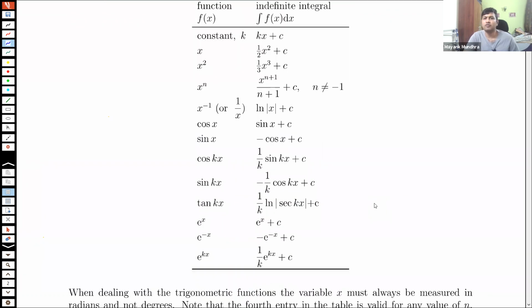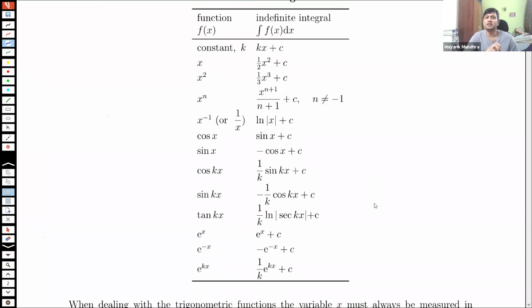Then we have a table of integrals just to make your life easy. As you can see, it's going to be the reverse of differentiation. So when I want to integrate x, I get half x squared plus c. The way to verify it is to differentiate this and check if you're getting this thing or not.